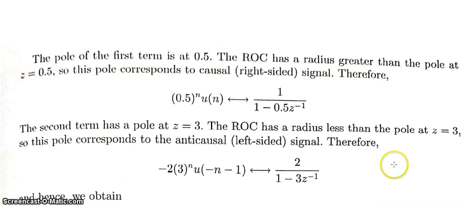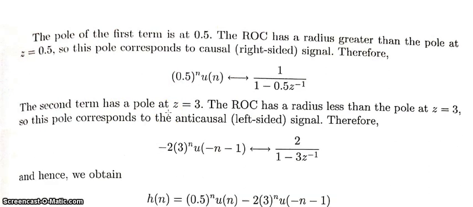When we consider the first term, the pole is located at z equal to 0.5 and the ROC is 0.5 less than mod z less than 3. Therefore, for this term, the inverse has to be a right-sided sequence, and the inverse is 0.5 raised to n into u of n. The second term has a pole at z equal to 3, and when we consider the ROC, mod z is less than 3. Therefore, the corresponding inverse has to be a left-sided or an anti-causal signal. Therefore, the inverse of 2 divided by 1 minus 3 z inverse is taken as minus 2 into 3 raised to n into u of minus n minus 1.